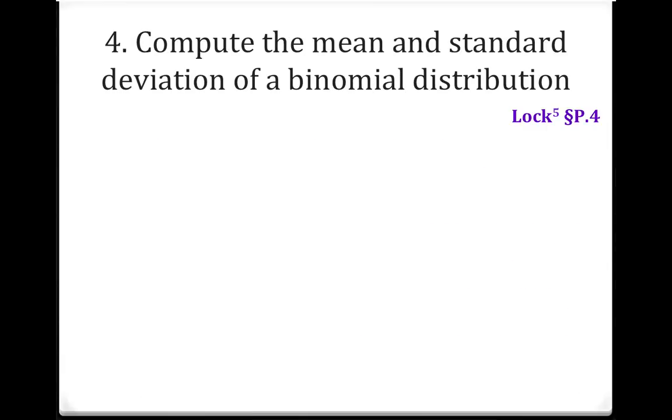For our fourth learning objective, compute the mean and standard deviation of a binomial distribution. This is covered in the Lock 5 textbook in section P.4. At this point, we are finished with the normal distribution, and I'm introducing the binomial distribution. The binomial distribution is going to be used when you have one or two proportions with a small sample size. In those cases, it's inappropriate to approximate the sampling distribution with a normal distribution. In those cases, a binomial distribution is used to approximate the sampling distribution.